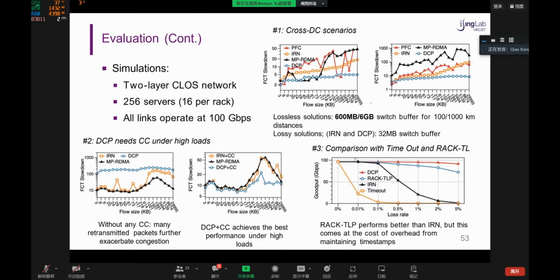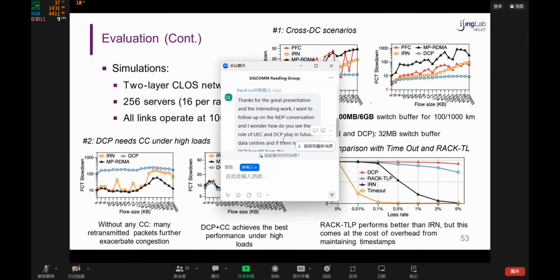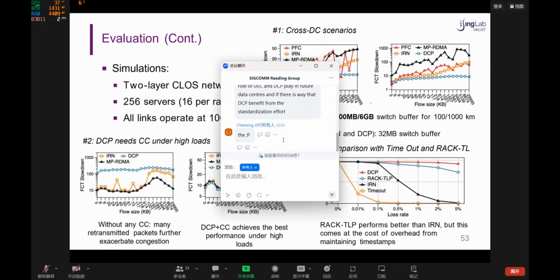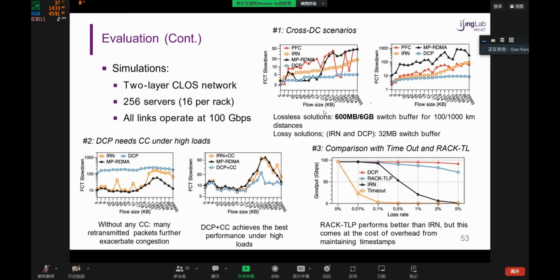I see. Cool. So David has another question. Yeah, thanks, Zhenxing. David's question is, he also wants to follow up on our earlier discussion regarding NDP. He's wondering, how do you see the role of UEC and DCP in future data centers? And is there a way that DCP can benefit from the standardization effort?